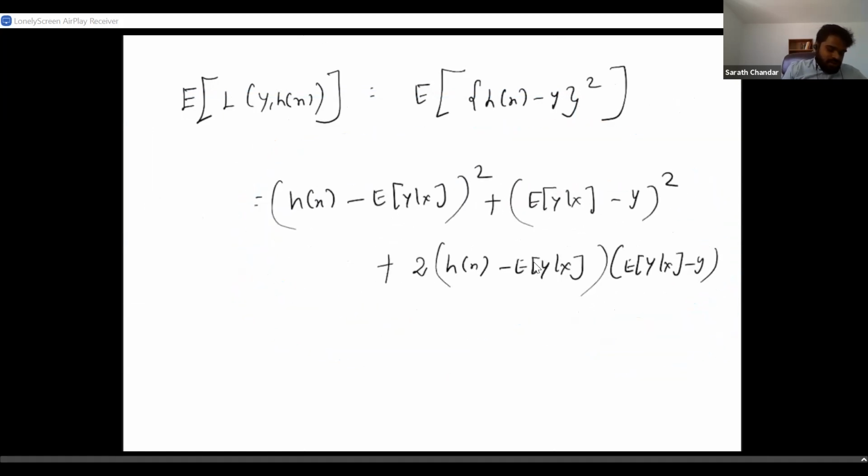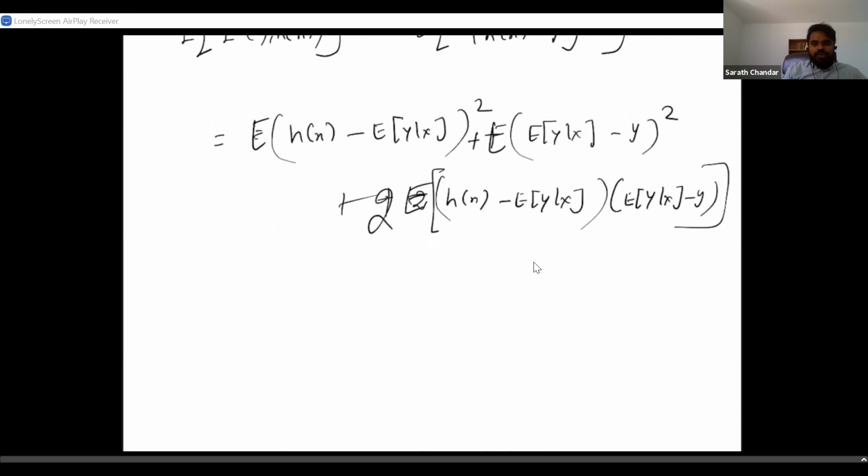Okay. So now the expected value of these three terms: expected value of the first term plus expected value of the second term plus twice the expected value of the third term. So now we took the expected prediction error and divided it into three components. First, we will try to remove the third component. So first we will show that the third component is 0. Let's do that quick derivation.